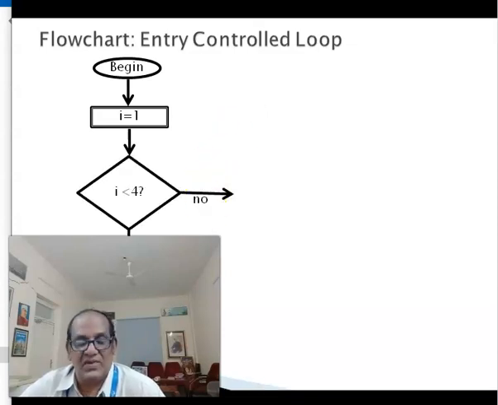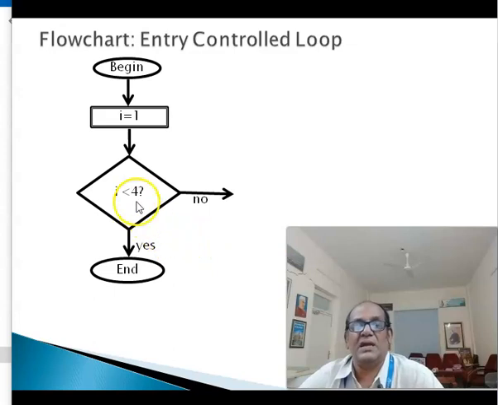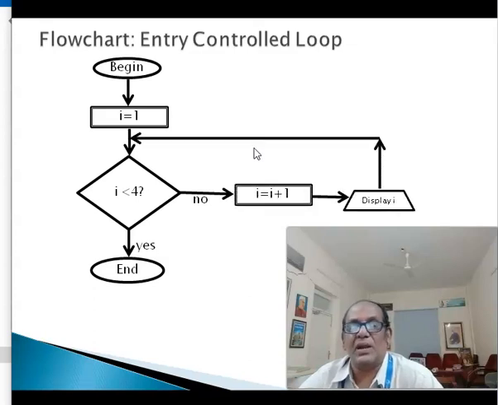In this case, we see clearly that right after the initialization, right at the entry of the loop, the condition is checked. If the condition is met, you go back and repeat the loop and so on. This can be conveniently cast in the form of a while loop.